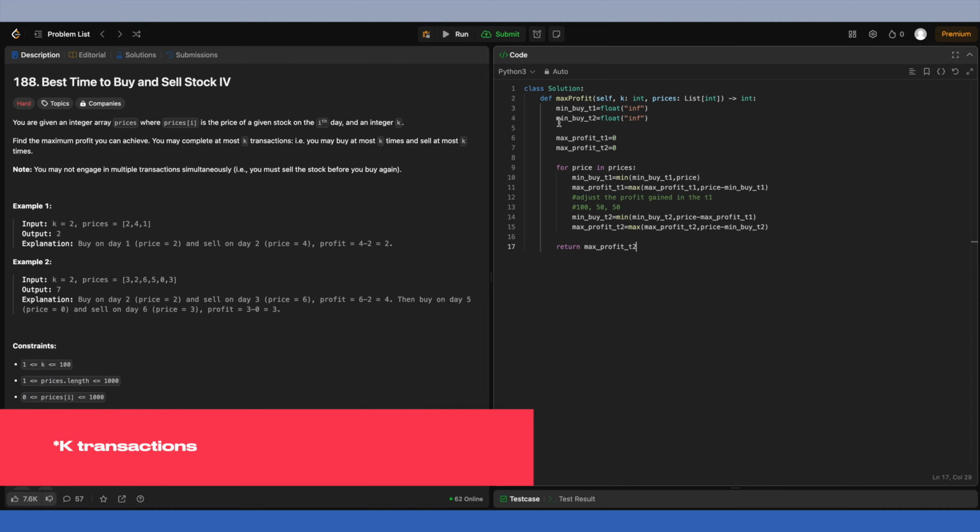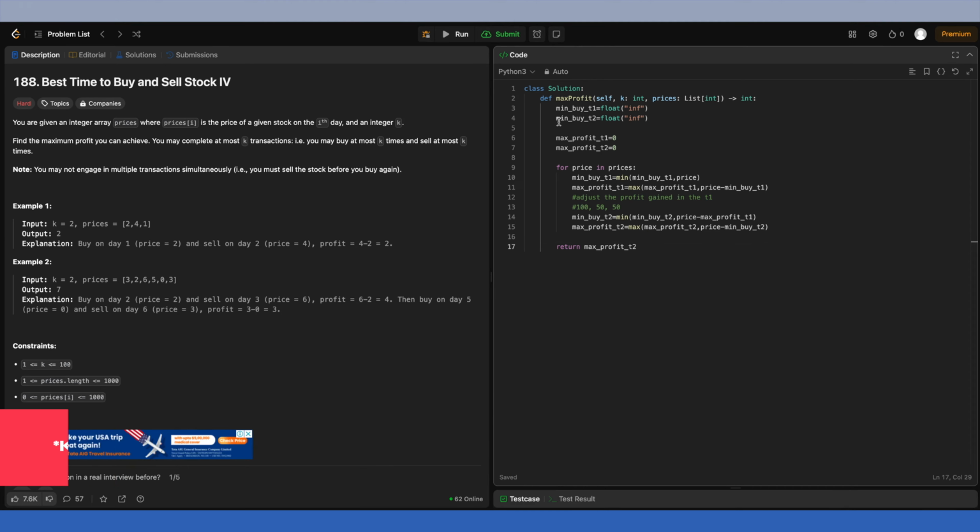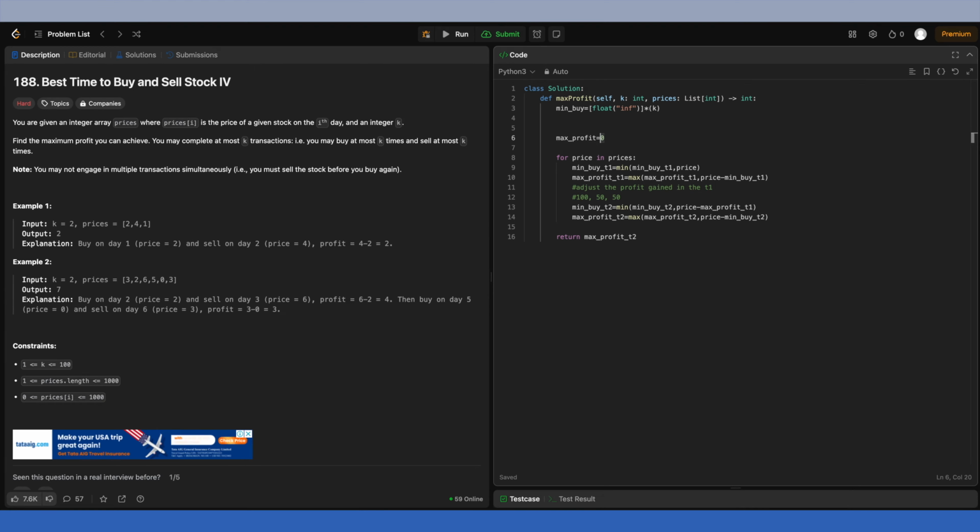For k transactions, we cannot maintain just two variables for buy, for transaction 1 and transaction 2, right? So what we can do is make this an array for minimum buy, or in Python, a list. And we need to do k number of transactions. Next, the maximum profit for each transaction, so that we can also have in a list or array.